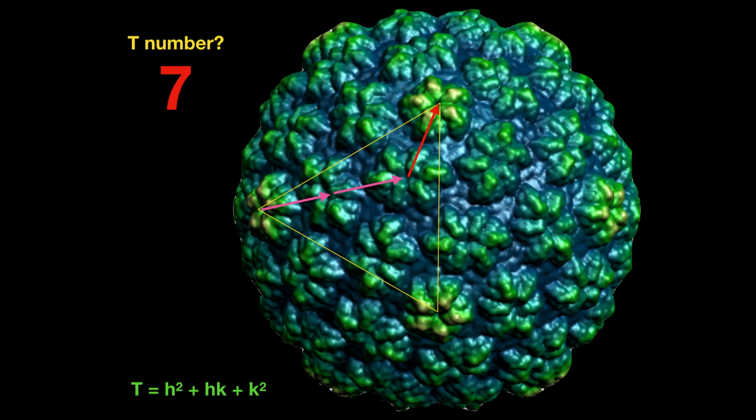So here's a nice example of that. 5-fold axis of symmetry here. 5-fold axis of symmetry here. Hexamers in between. 1, 2 in this direction. 1 in that direction. H squared plus HK plus K squared will give you a T equals 7. So if I were to give you a particle like this, a picture like this on an exam, which you'll see on old exams, you would all be perfectly happy in telling me what the T-number is, right? Yes, good.